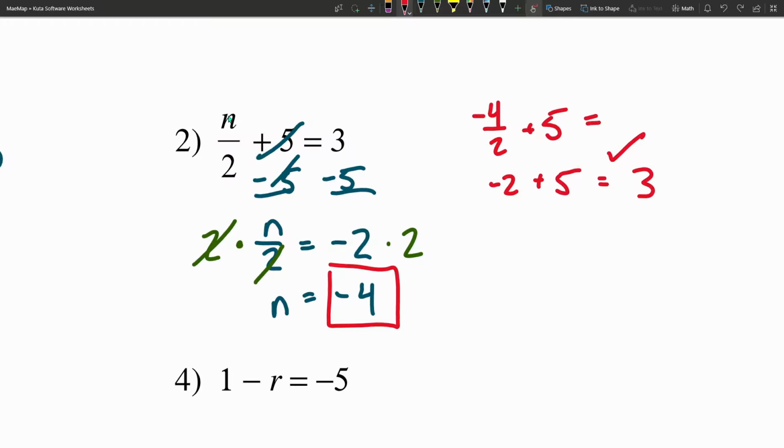So for example, if I thought n was equal to 2, 2 divided by 2 is 1, 1 plus 5 does not equal 3. So our value has to be a -4. Let's move on to number 3.